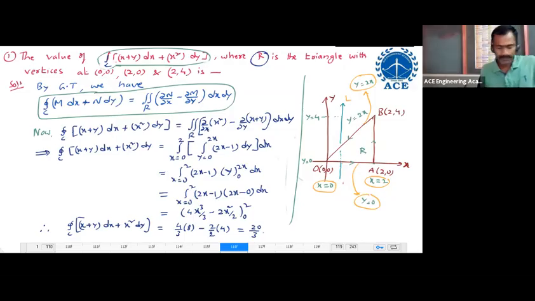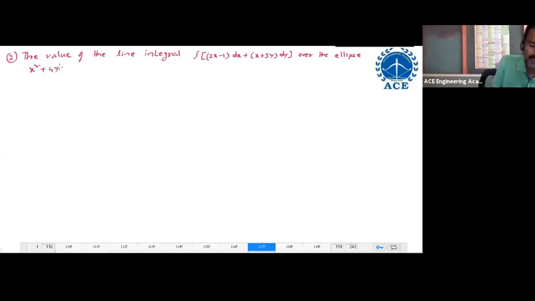Next, problem number 2. The value of the line integral, integral of (2x minus 1) dx plus (x plus 3y) dy over the ellipse x square plus 4y square equal to 4 is.